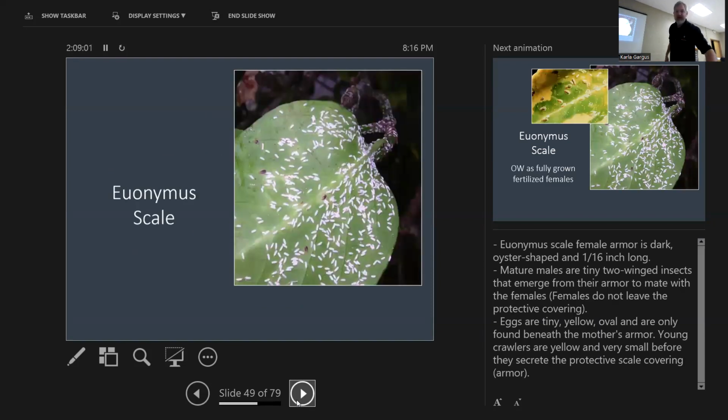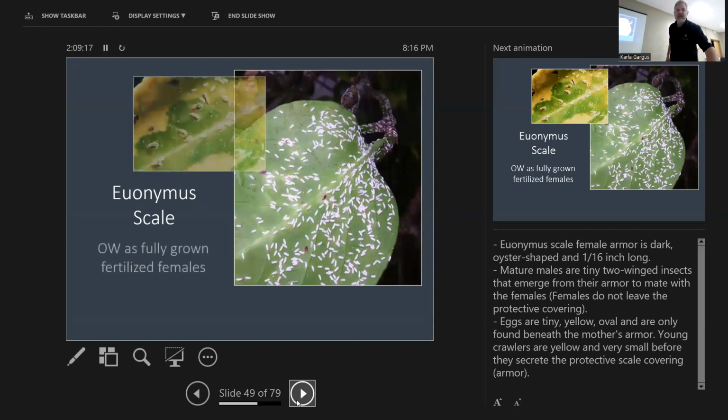Euonymus scale, the female armor in that case is dark, oyster shaped. Mature males have tiny two-winged insects that emerge and fly around. And the eggs are tiny and yellow, and the young crawlers kind of move around. Eventually they produce a series of scales. Euonymus is their particular favorite.